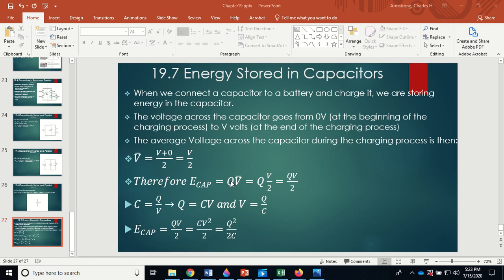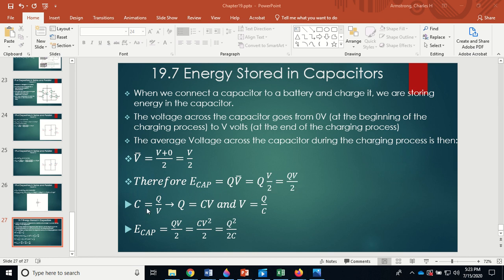Yeah, we think we did, because we talked about potential energy. We did talk about this. Good. Remember the change in potential energy, the work done. That's going to be the energy stored in the capacitor, the work done. So Q times V average, so that's V over 2, the battery voltage divided by 2. So we get QV divided by 2.